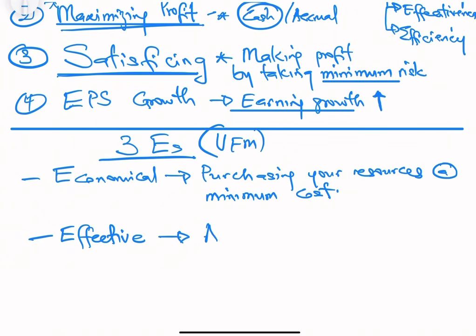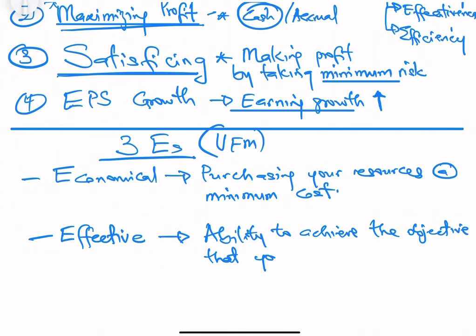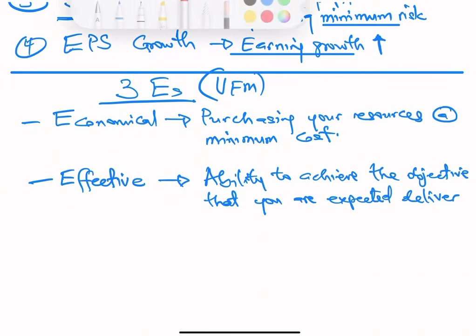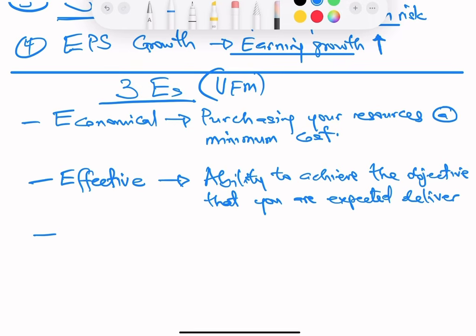So this is your ability as a company to achieve the objective that you are expected to deliver. So here we are practically saying that you are delivering on the reason why you have been made to exist. And the last one of the E is the efficiency.